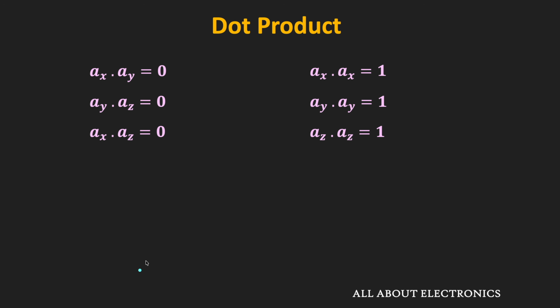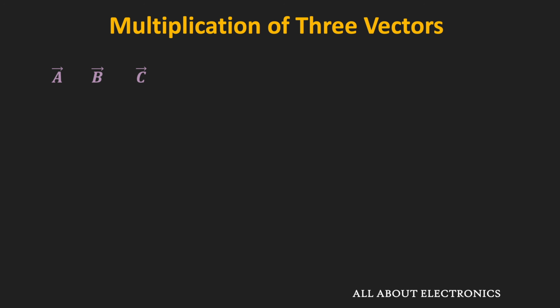That means here, this AX dot AX is equal to 1, and similarly, this AY dot AY and AZ dot AZ are also equal to 1. So these are the properties of the dot product and the cross product. Now so far, we have seen the multiplication of two vectors using the dot product and the cross product. Similarly, let us see the multiplication of three vectors, that is a, b and c.